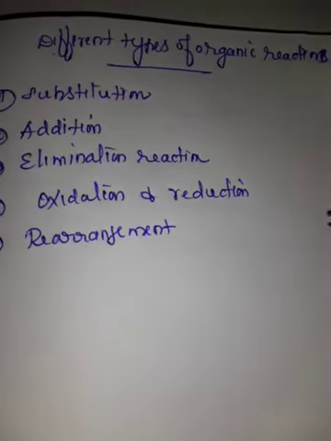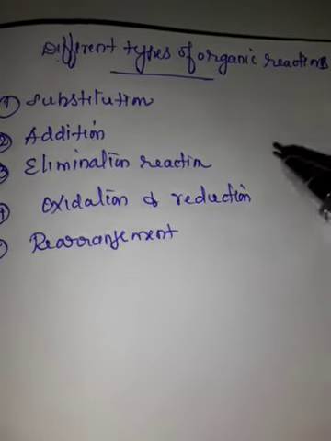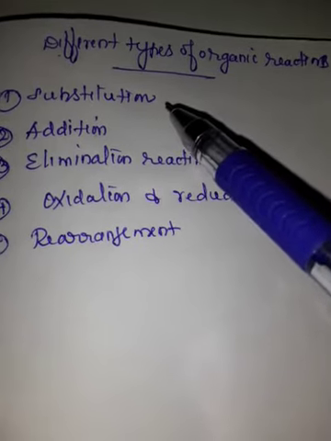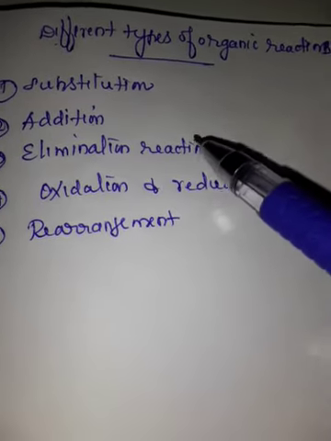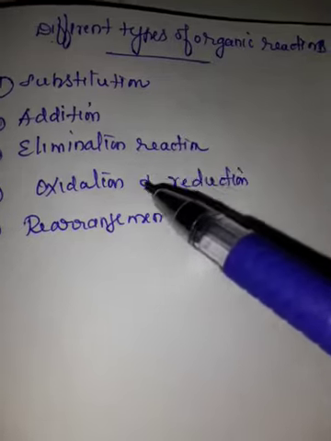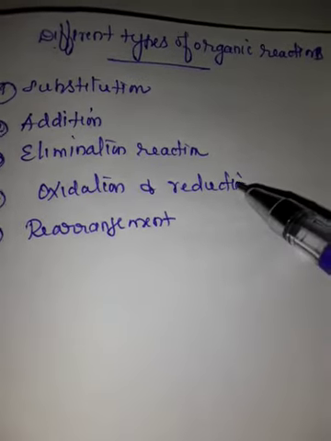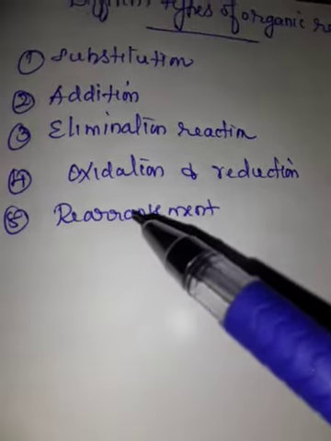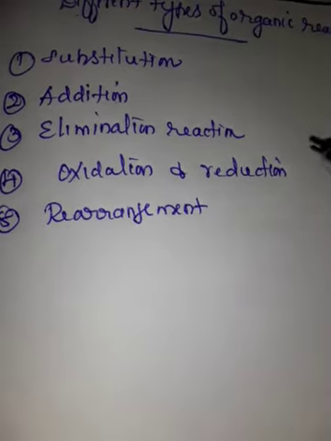Children, now we are going to learn about different types of organic reactions. Number 1, substitution. Number 2, addition reaction. Number 3, elimination reaction. Number 4, oxidation and reduction reaction. Fifth one, rearrangement reaction. Then the combination of the above.